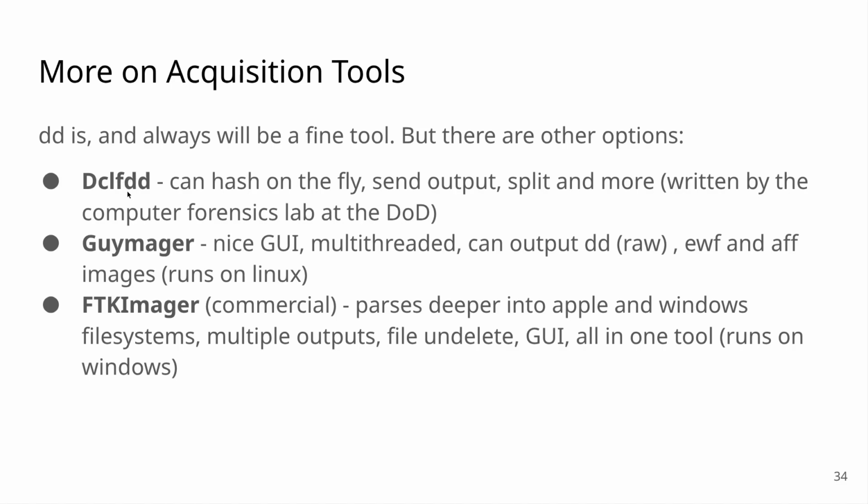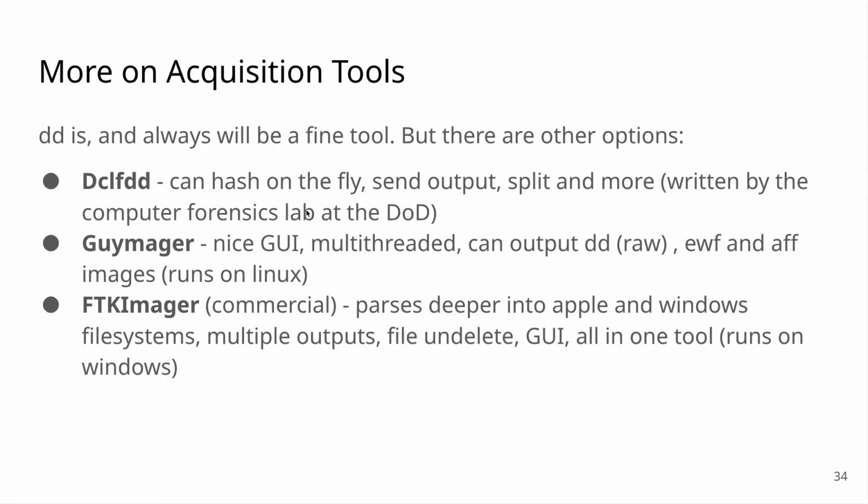Here we have DCFLDD, which was from the forensics lab at the Department of Defense, created at some point in the late 90s, I think. This can hash data as it appears, and split the data, but also at the same time it has options to overwrite with random patterns and all that stuff. Now, I think this tool is a bit dated these days, but we just mention it here as a similar tool to dd with extra features.